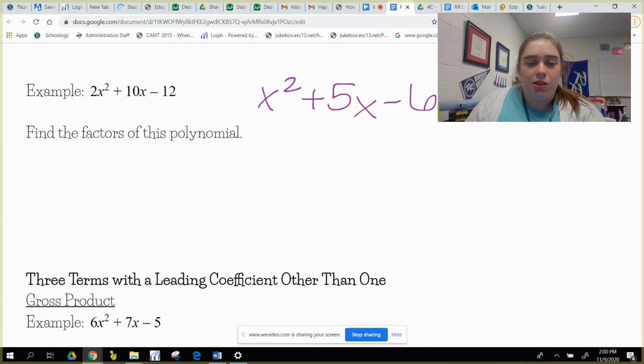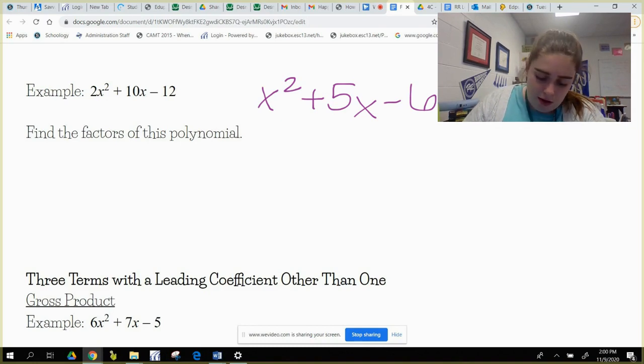So when you first looked at this, you might have thought, well, this doesn't have a leading coefficient of 1. It's 2, right? But after we took out that greatest common factor, we are left with a leading coefficient of 1, which is why we can use this method. All right, so the first thing we need to do is list all the factors for -6.